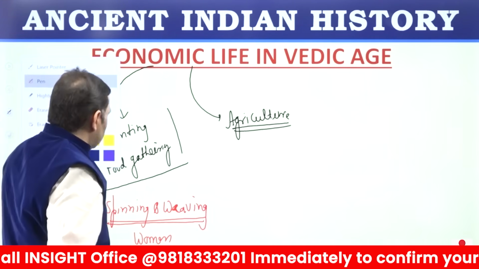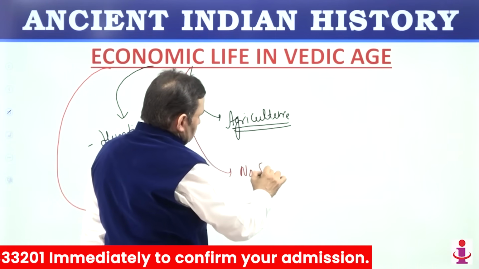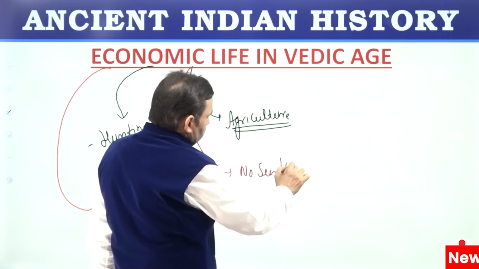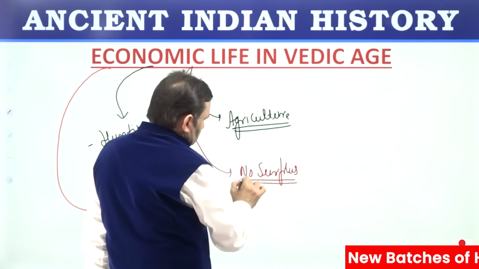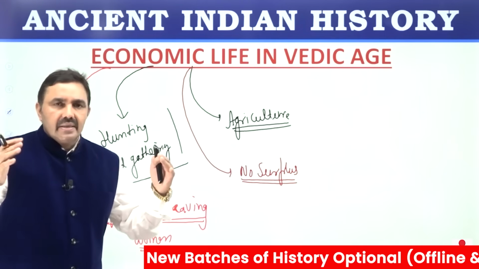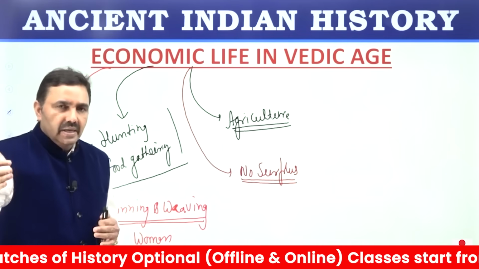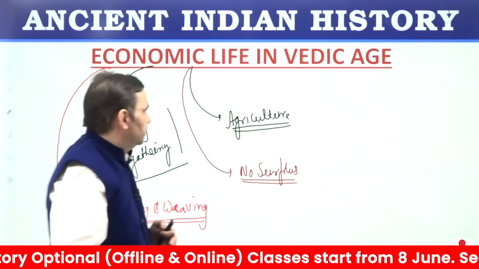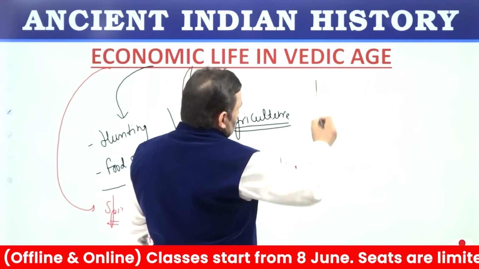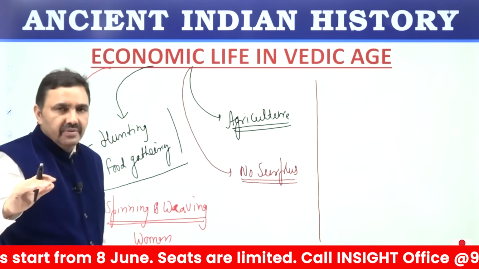There was no surplus. So it means agriculture was also not very well developed. There was no surplus here. People used to work hard to produce to fulfill their basic needs, and they used to produce only basic goods. So economy was quite underdeveloped. This was the early phase.